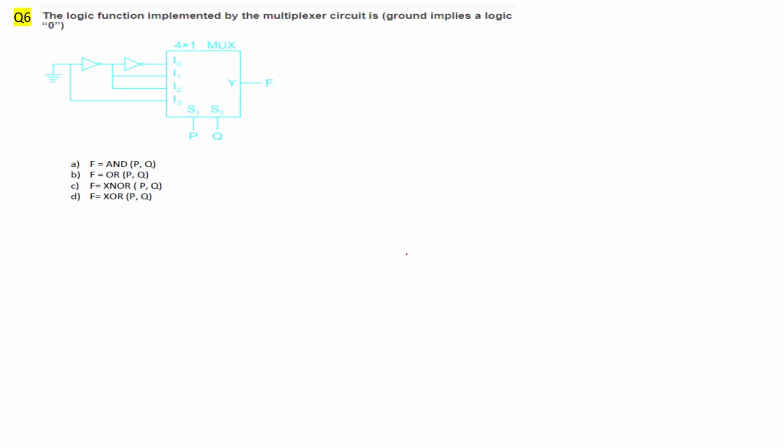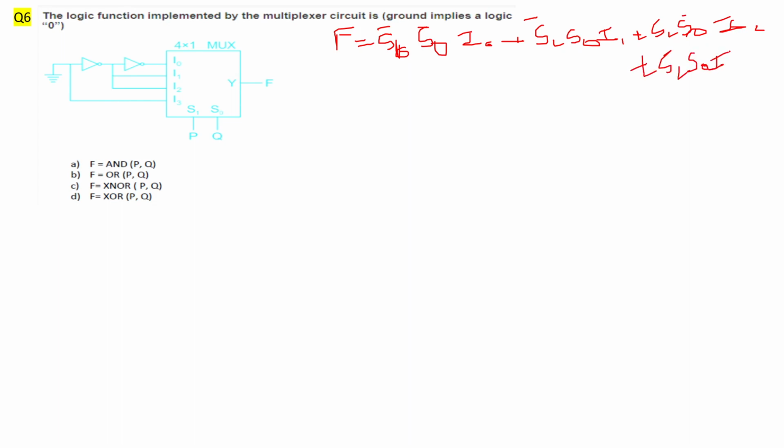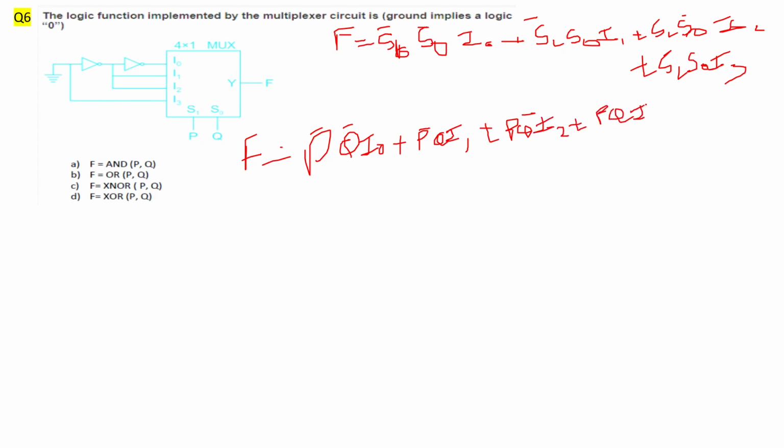Now towards question number 6, as some of you have already solved it. We have a 4 is to 1 mux here, and the output, as I already showed you previously, can be written as S1' S0' I0 plus S1' S0 I1 plus S1 S0' I2 plus S1 S0 I3. So here F will be equal to, your S1 is equal to P and S0 is equal to Q, so it will be P' Q' I0 plus P' Q I1 plus P Q' I2 plus P Q I3.